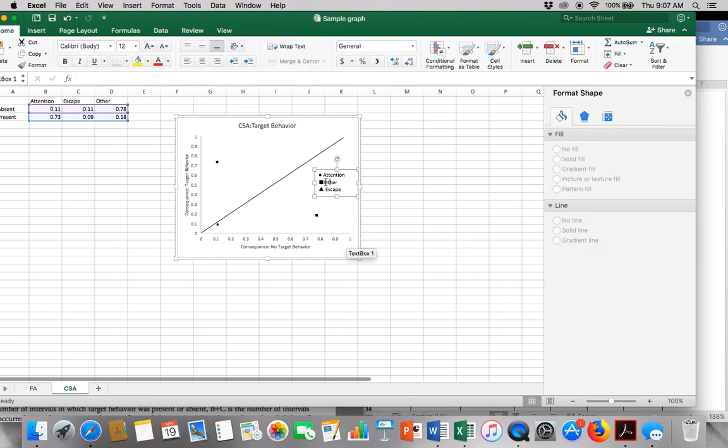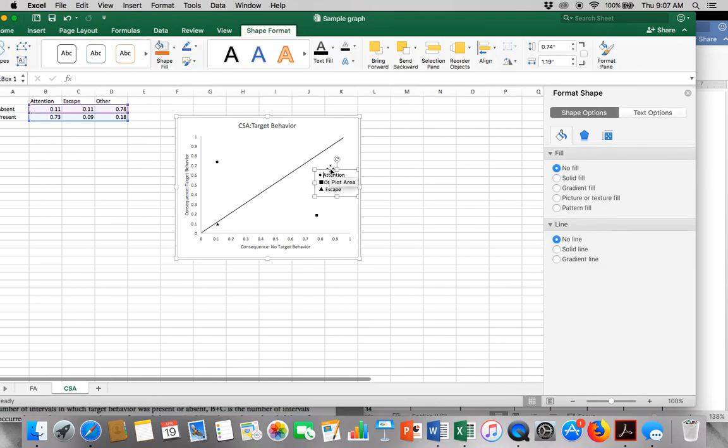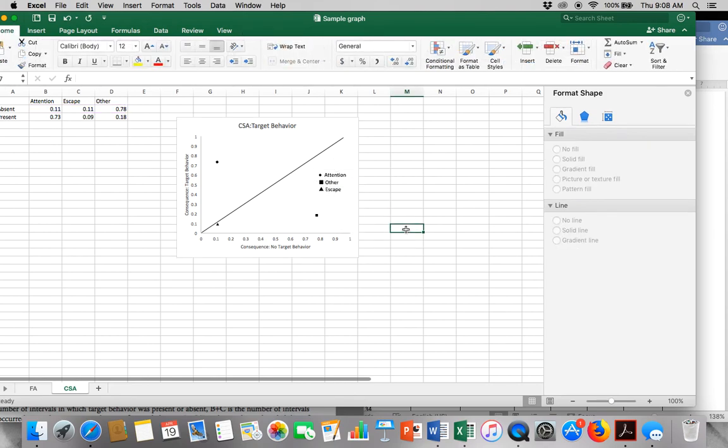Okay, everyone, this is our graph. I hope you guys have a better understanding of how to perform the contingency space analysis as well as how to graph it appropriately. Again, as usual, if you have any questions or problems or concerns, please email me.